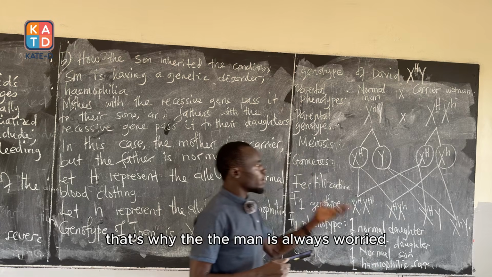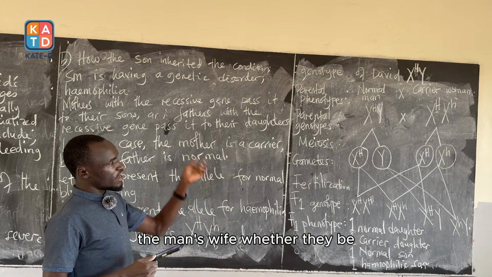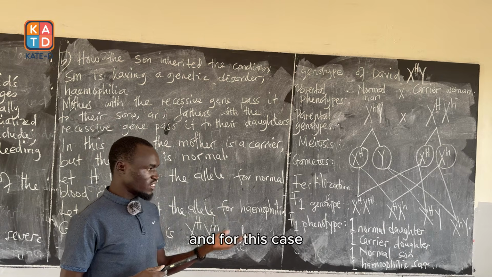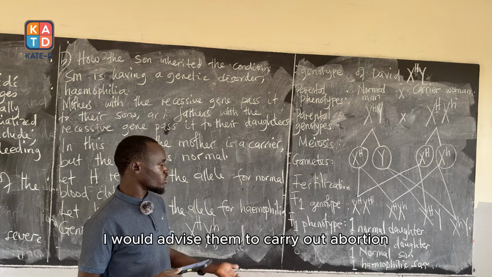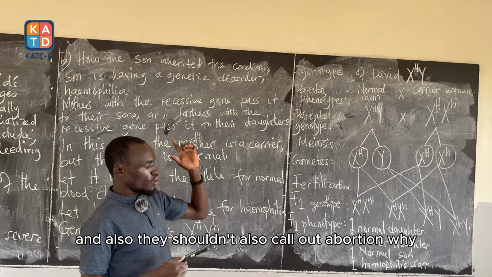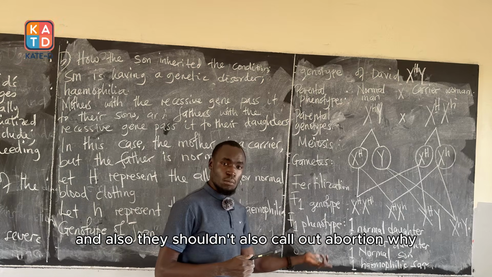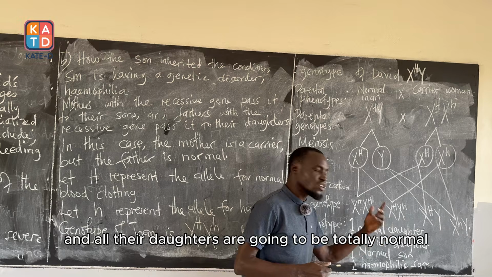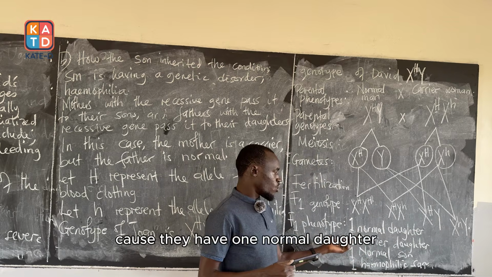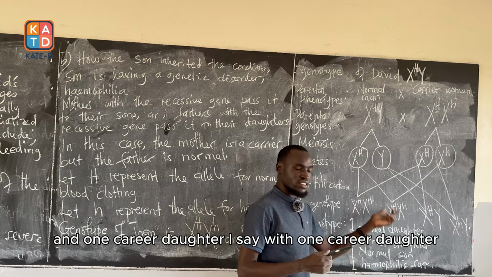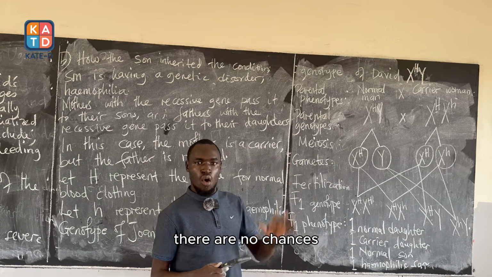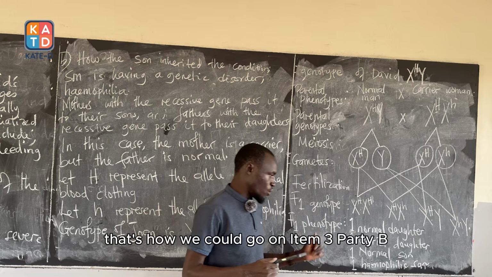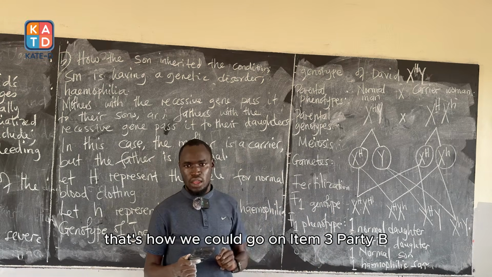That's why the man is always worried. The man is worried that they may have a son who is just having the same traits like the firstborn. And for this case, I wouldn't advise them to carry out abortion, for the challenges associated with abortion. They also shouldn't carry out abortion because they may end up with a daughter, and all their daughters are going to be totally normal. The daughters will be normal because they have one normal daughter and one carrier daughter. I said with a carrier daughter, there are no chances of the hemophilia being manifested in her phenotype. That's how we could go on item 3, part B.